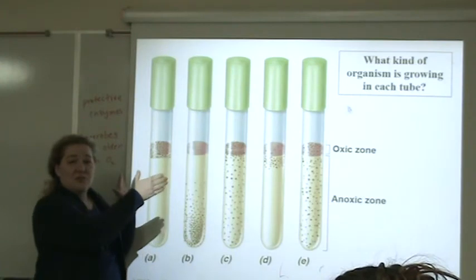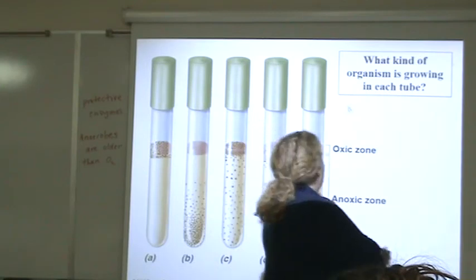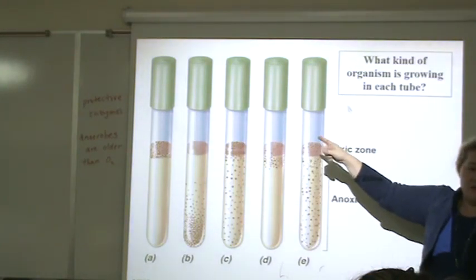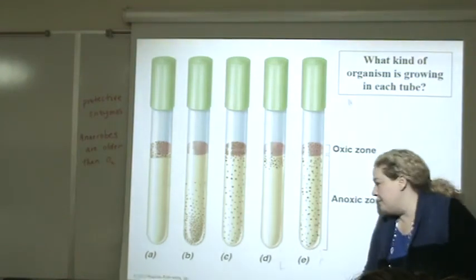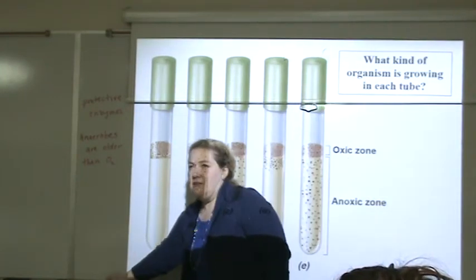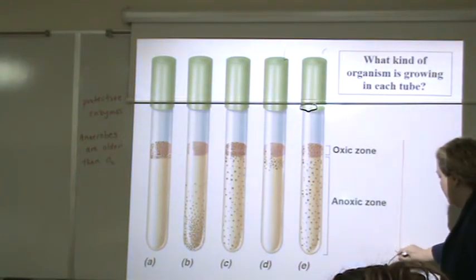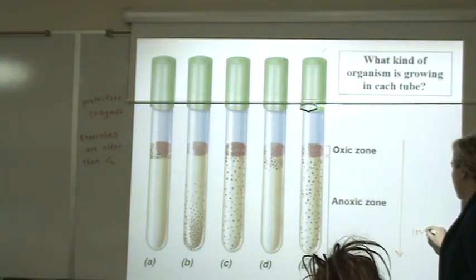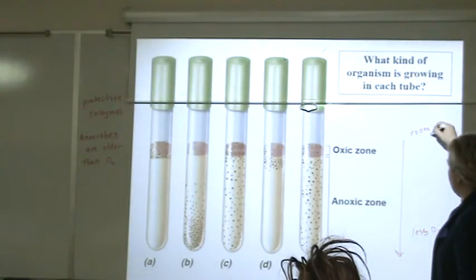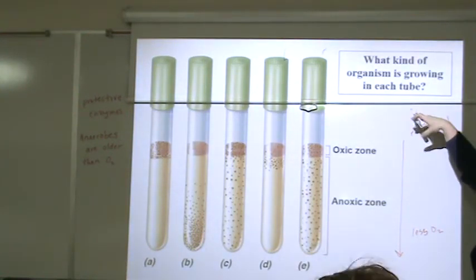This kind of picture is really common in all micro classes, and it takes a little bit of setup to understand what this is. So these are specialized broths that have an oxygen gradient top to bottom. I think they're called thioglycolate or something like that. Specialized broths, and as you get closer to the bottom of the tube, there's less oxygen. And up at the top of the tube, that's at the room level of oxygen.